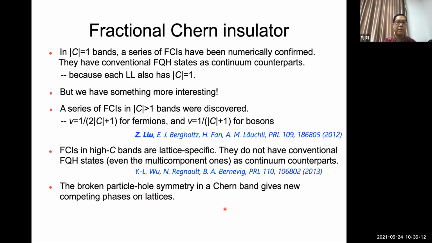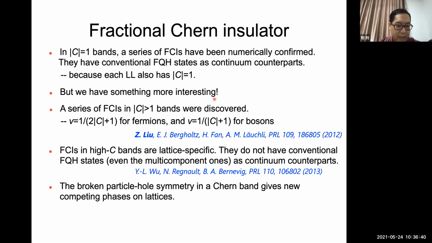Okay, based on numerical simulations in microscopic models, people have found many fractional Chern insulators. For example, in Chern number 1 bands, people have found a series of fractional Chern insulators, and all of them have conventional fractional quantum Hall states as continuum counterparts. Actually, this is not surprising because each Landau level also carries Chern number 1. But we have found something more interesting.